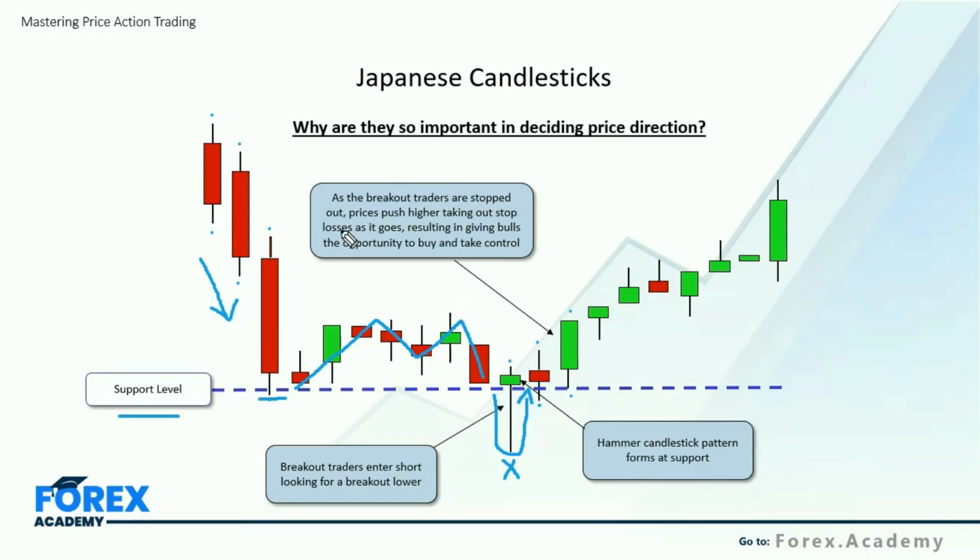As the breakout traders are stopped out to the downside, prices push higher. And what they do then is they take out stop losses as prices push higher. And this results in giving bulls the opportunity to actually look to take control of this market. And what we mean by that is the sellers are no longer in control at this particular point. So now the bulls are seeing this candlestick, they're identifying the rejection to the downside, and they're now looking for opportunities to buy this market. And as you can see, we get that explosive move in this particular example.